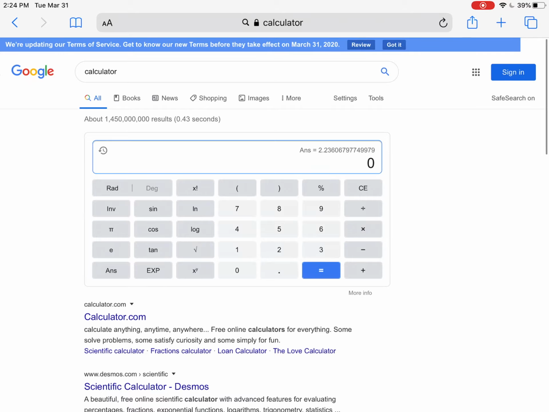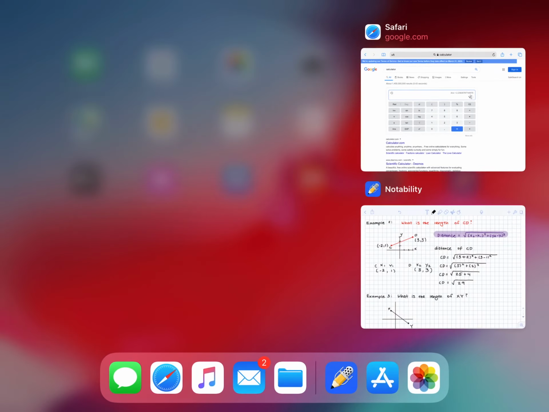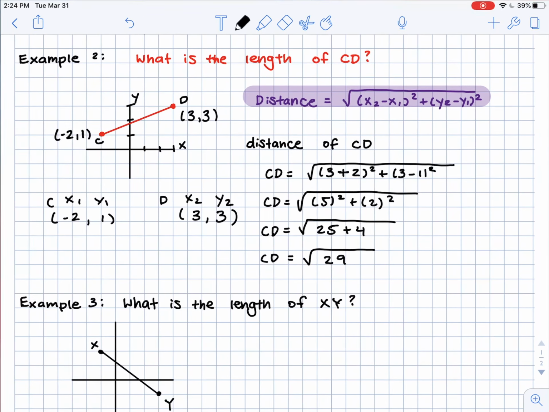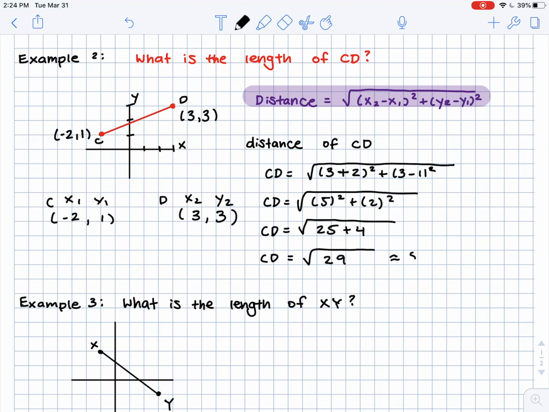Now, remember, to find square root, we can use Google Calculator. Square root of 29 equals, let's round to the nearest hundredths. So that would be 5.39.